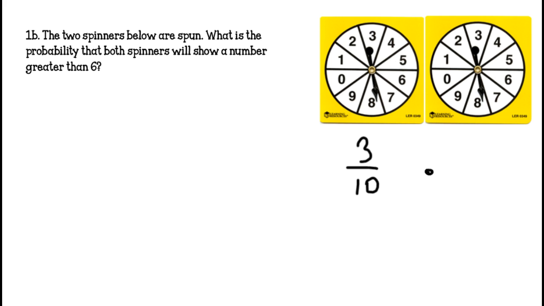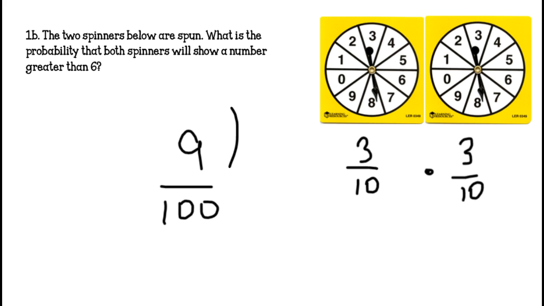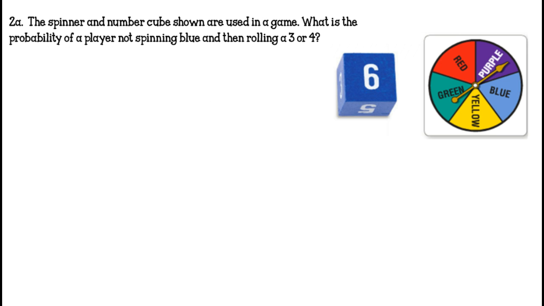Now, I ask myself, is this a dependent or independent event? And it is independent because I can spin this spinner and it doesn't change what I'm going to spin on this spinner. So even though they're the same, they don't affect each other. I multiply straight across, and 3 times 3 is 9. 10 times 10 is 100. So the probability of getting greater than 6 on both of them is 9/100. I circle it, and that's my answer.